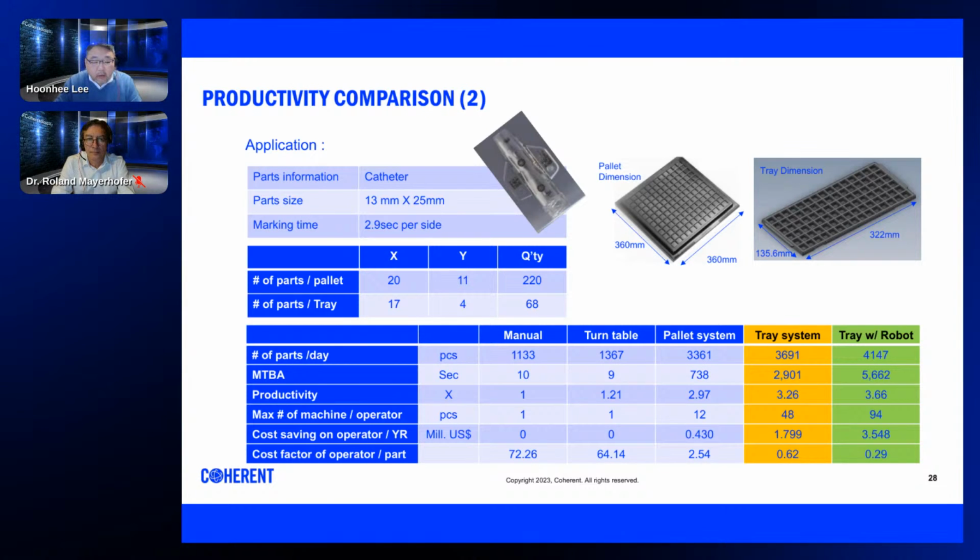Considering each load will take about a minute, the max number of machines operated by a single operator are 12 on pallet system, 48 on tray, and 94 for tray with a robot. Cost saving on operators will be 430,000 or 35K per machine per year on pallet system and 1.8 million or 37K per machine per year on tray system.